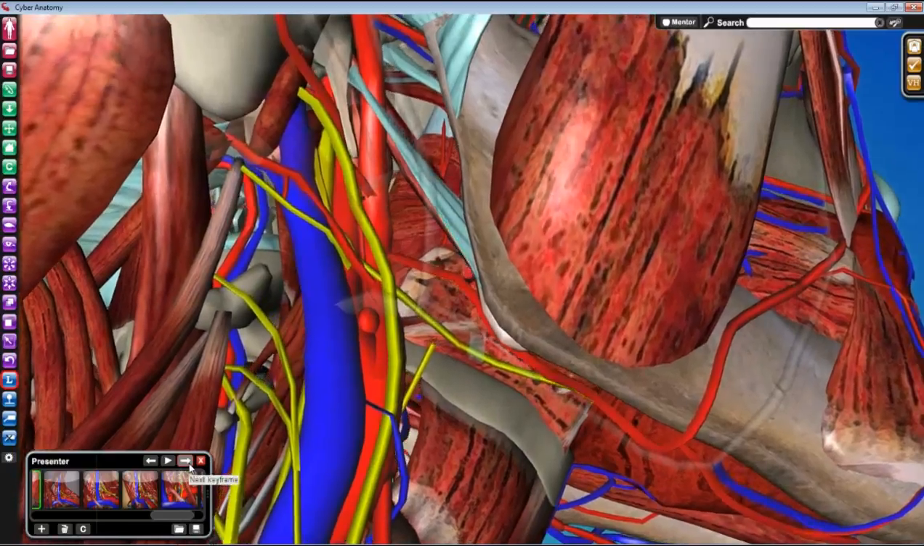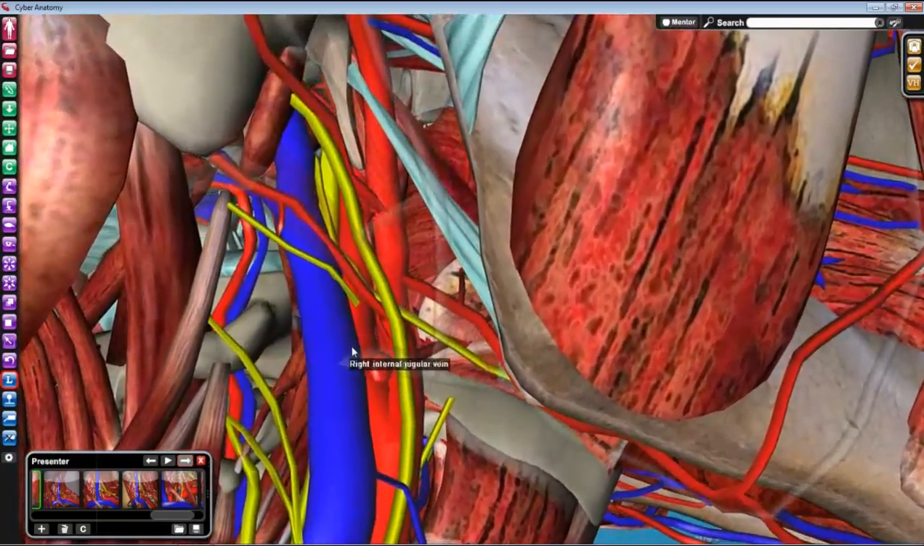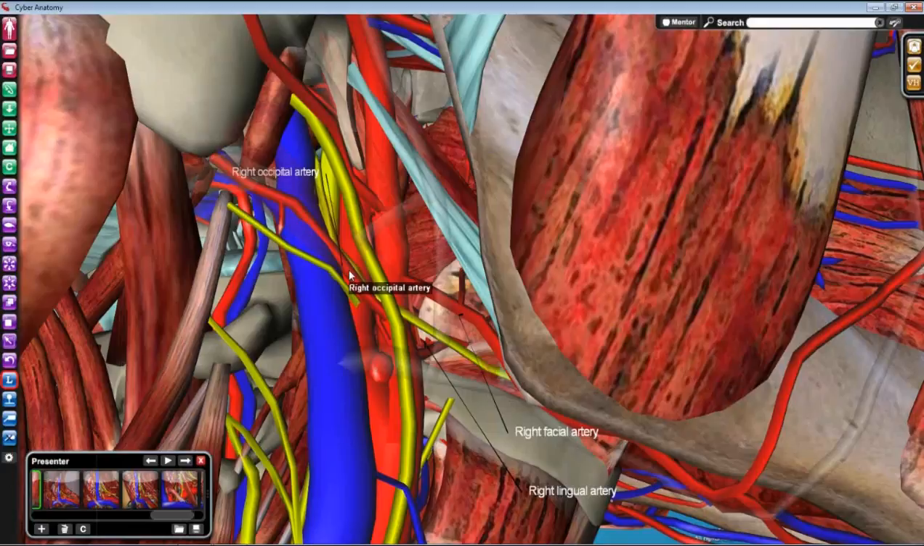Coming off posteriorly from the external carotid is going to be the occipital artery, and that's the only one that we're going to be able to see going posterior, so that should be a pretty quick and easy identification. And you'll also be able to see where the external carotid continues. You won't be able to see its termination, but you'll be able to see that as what looks like a continuing branch.